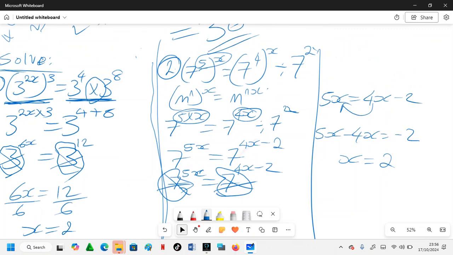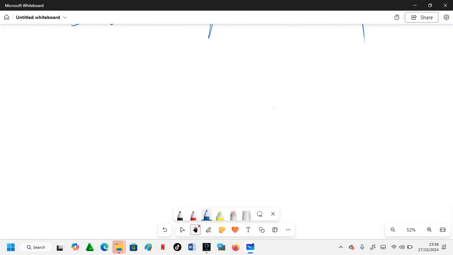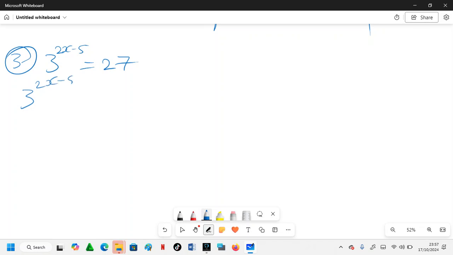Right? We can look at another example, third example. So that we solve 3 power 2x minus 5 is equal to 27. Take a moment and just pause the video so that you try and solve it before you see the solution. So this one is 3 to power 2x minus 5. Remember, our target is to ensure that we have common bases on the opposite sides of the equal sign, so that we can drop them.